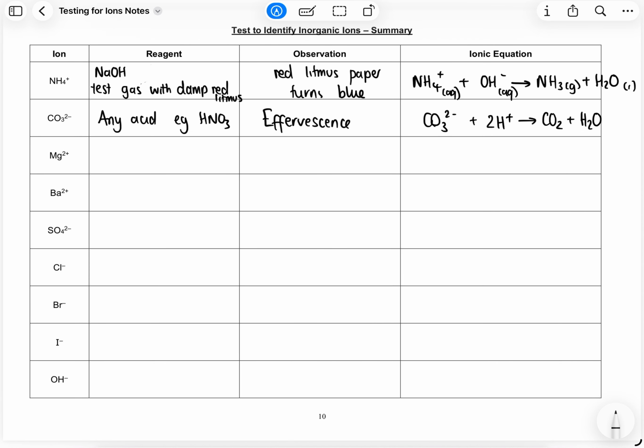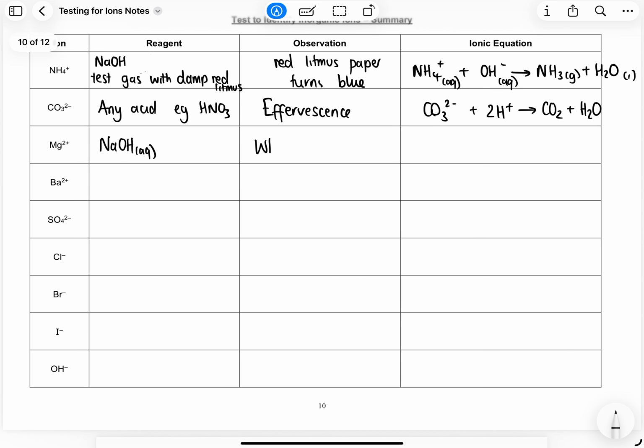Then we tested for magnesium ions with a hydroxide. We wanted a source of hydroxide and we got a white precipitate because the magnesium ions reacted with the hydroxide. Mg is 2+, so we'd need 2 hydroxides to make magnesium hydroxide, which was our white solid.